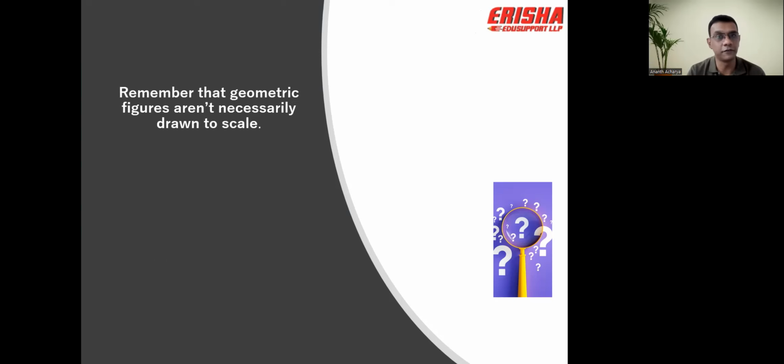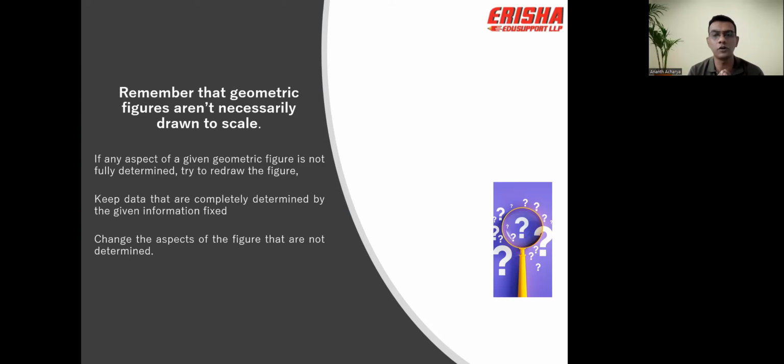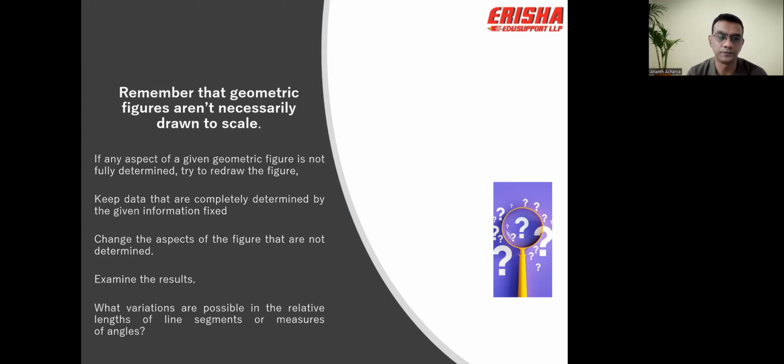When it comes to geometry-based questions, you have to understand that the figures are not necessarily drawn to scale. Just because two lines look equal doesn't mean that they are equal. You may want to redraw the figure based on the conditions and criteria given to you. You cannot change those, but the rest you can play around with, as long as you keep the basic concept and condition given in that particular question. Once you have done that, you can examine the results and select the option.